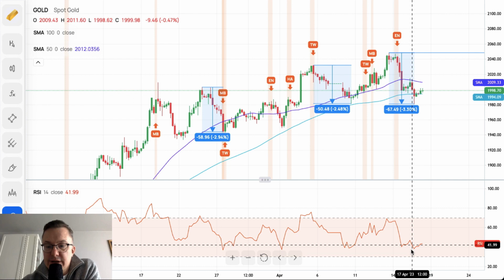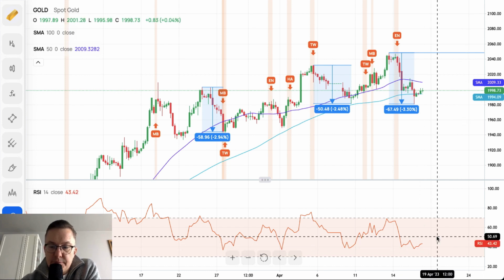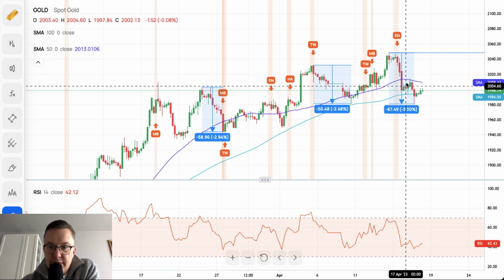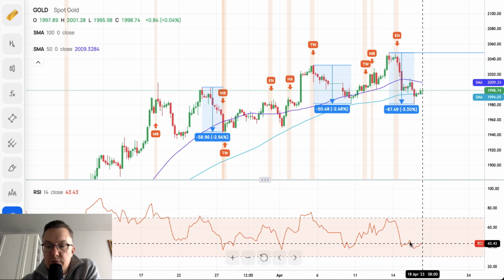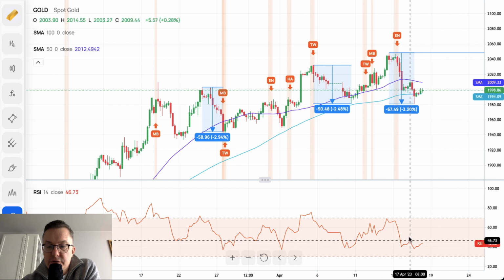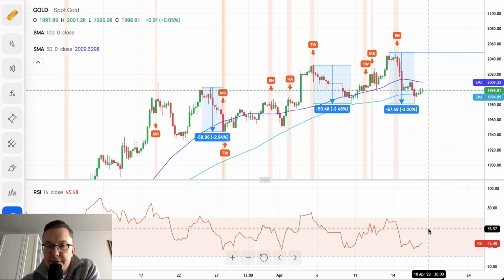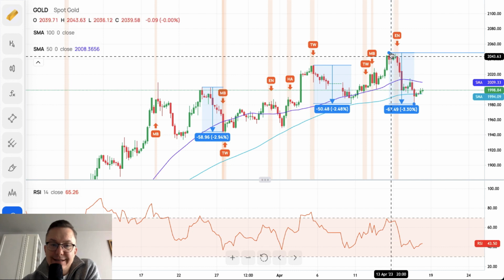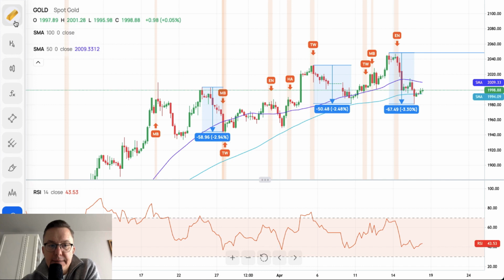Nevertheless, the momentum is not that strong anymore. Right now it's 43 points, so we are below the level of 50, below the neutral level. I guess that a breakout above $2,014 might change the outlook to more bullish, and in that situation, of course, the RSI indicator will enter the positive territory above the level of 50 again. And then of course the next target is the swing high on the gold market.